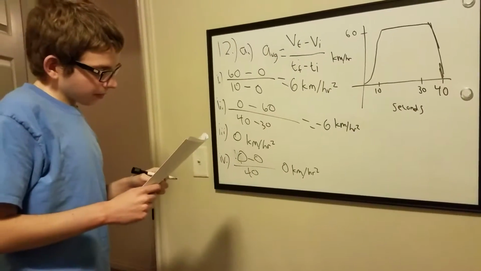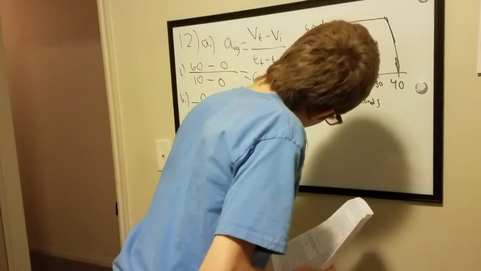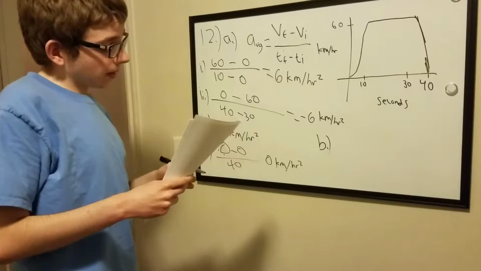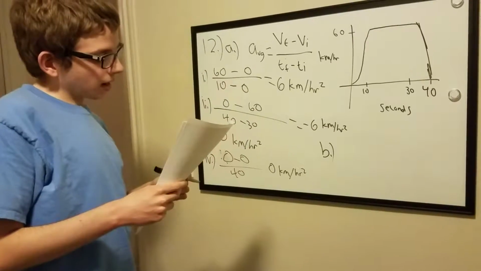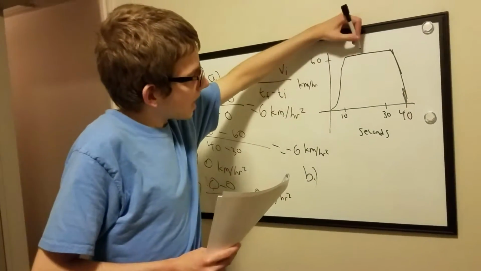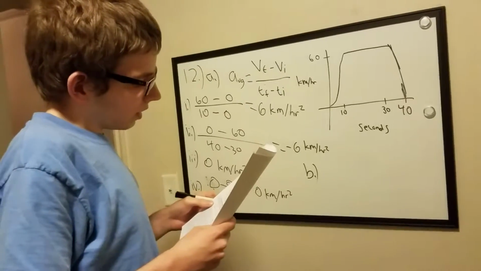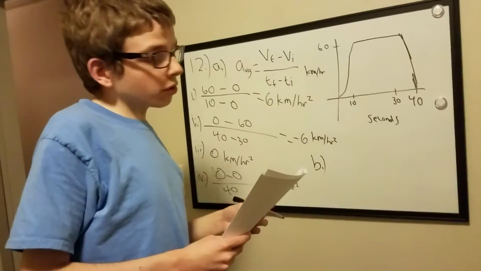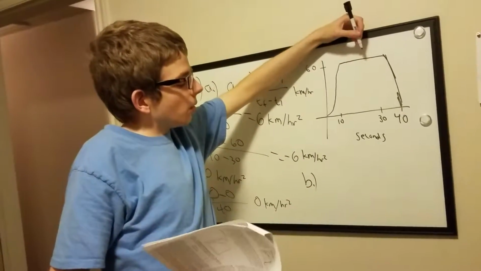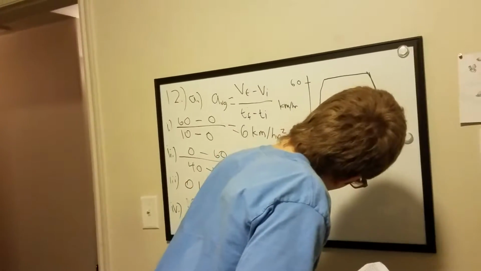All right. Now the second part right here, which is B, it asks, what is the instantaneous acceleration when t equals 20 seconds and at t equals 35 seconds? So an instantaneous acceleration is just what is that exact slope at that point that's given. So the first one is what is the instantaneous acceleration at t equals 20 seconds? And 20 seconds is somewhere in here, so we immediately know the acceleration at 20 seconds is just 0.